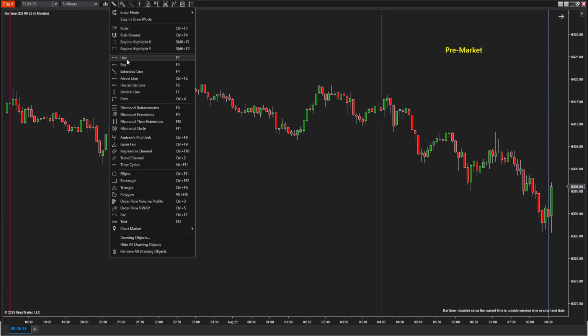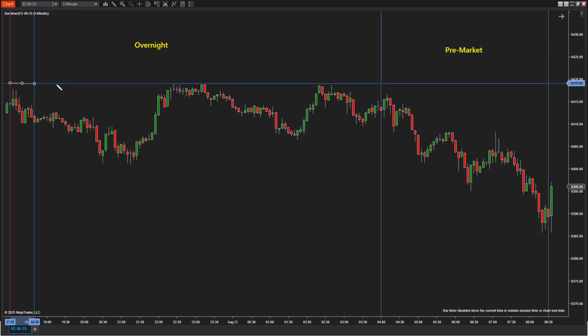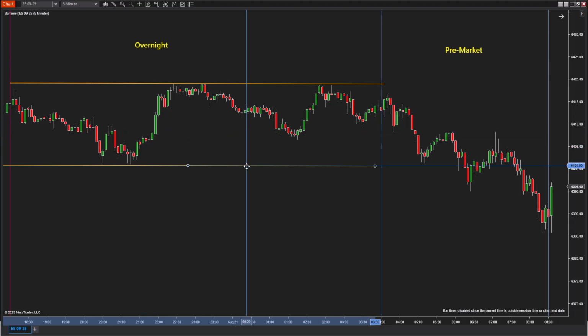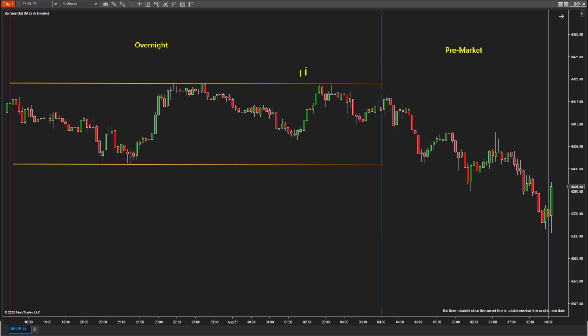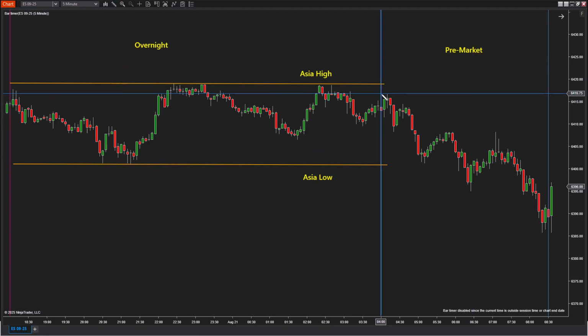So we'll put some lines. So this is the overnights, all right? This is the Asian session. So this would be Asia high. And this would be Asia low. Okay, so let's mark that. Asia high, Asia low. I mean, it's that simple. It is that simple. So what do we got? We got pre-market. So what are we going to do here? We're going to mark pre-market high.